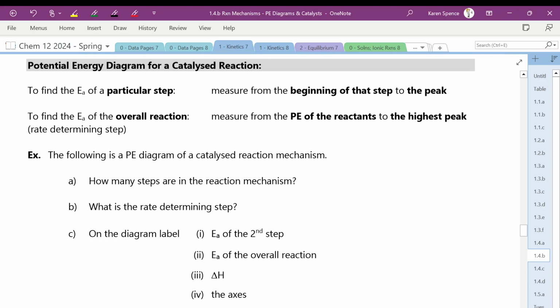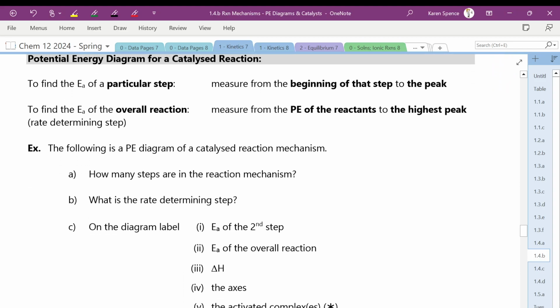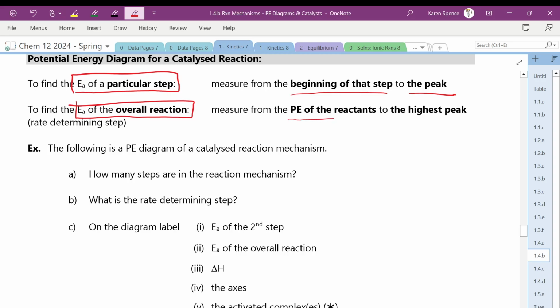Okay. Now, if we have a potential energy diagram for a catalyzed reaction, to find the activation energy of a particular step, you go from the beginning of that step to the peak. But if you want the activation energy overall, you don't go from the beginning of that step, you go from the potential energy of the reactants to the highest peak.